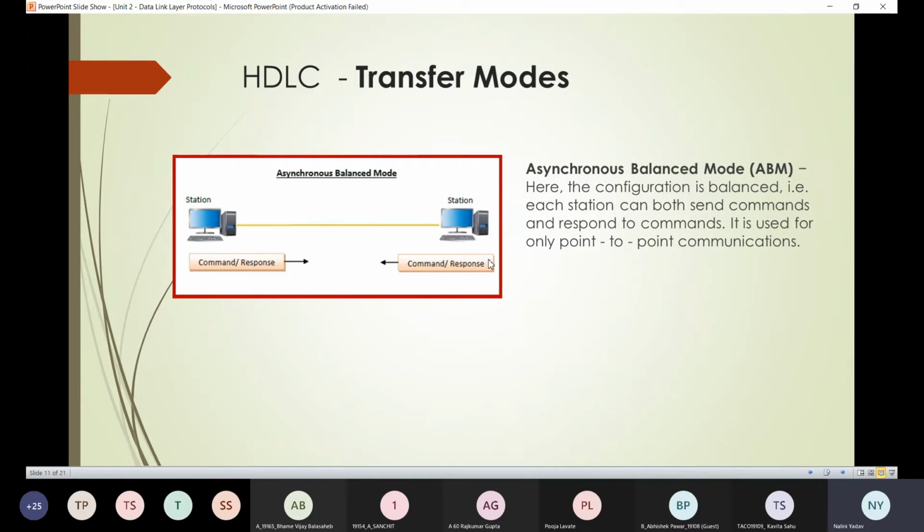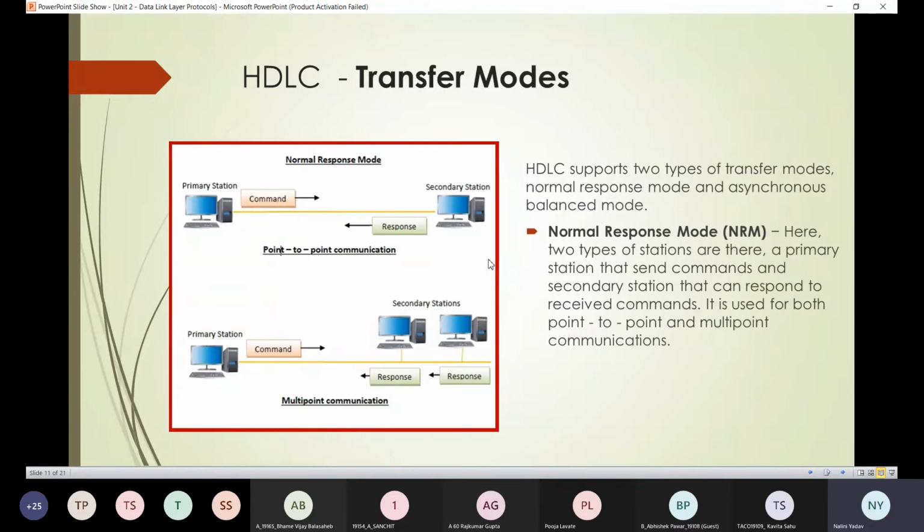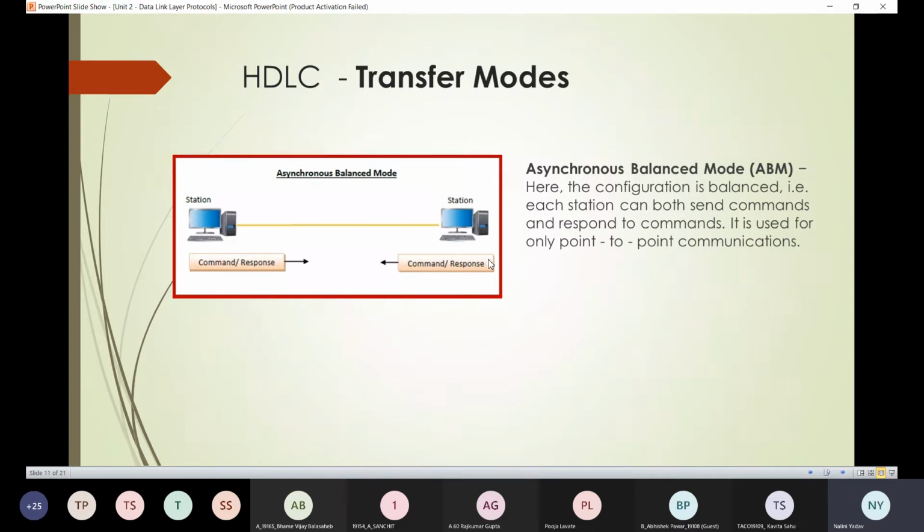So this asynchronous balanced mode is applicable only in point-to-point communication. Have you understood? I hope you have understood the different transfer modes of HDLC. There are two transfer modes of HDLC. The first one is the normal response mode and the second one is the asynchronous balanced mode.